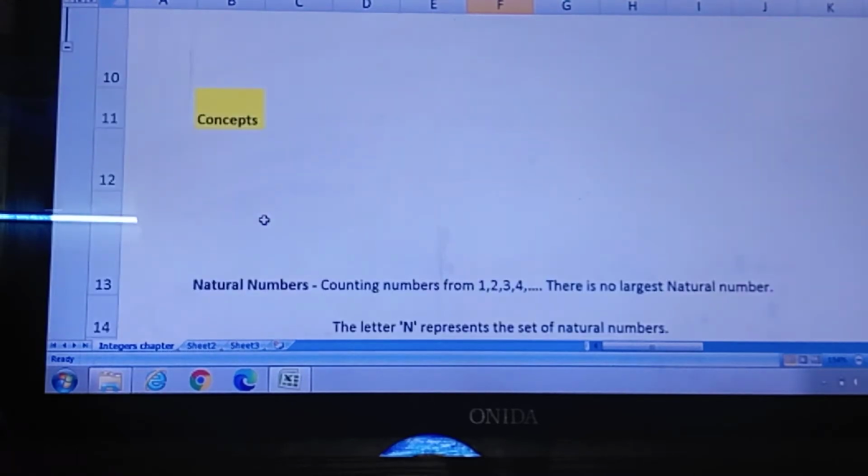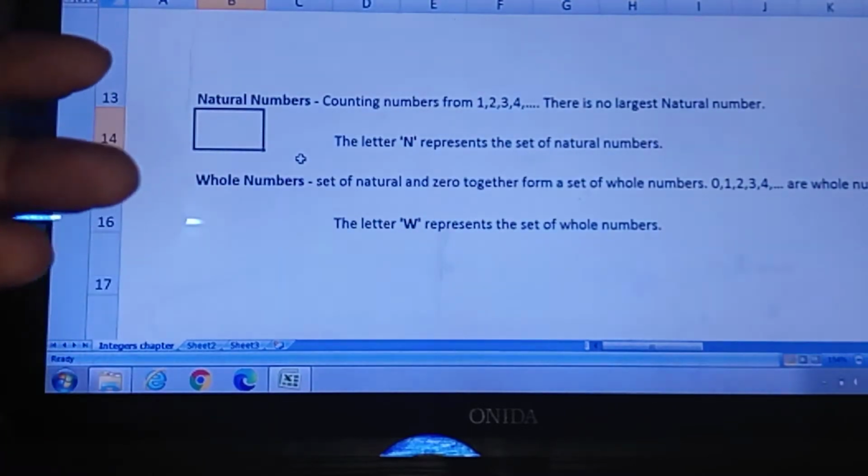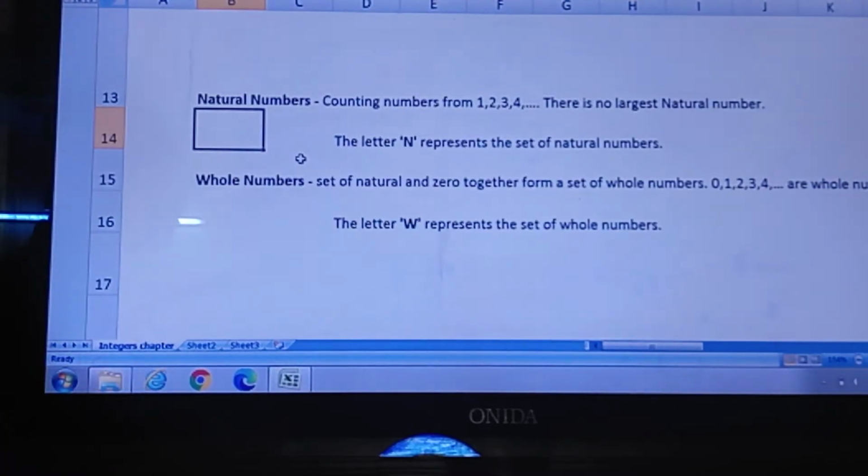Moving on to the concepts. The first concept that you need to understand is natural numbers. These are the numbers when you count 1, 2, 3, 4 and so on till infinity. There is never a largest natural number. Generally natural numbers are represented by N.